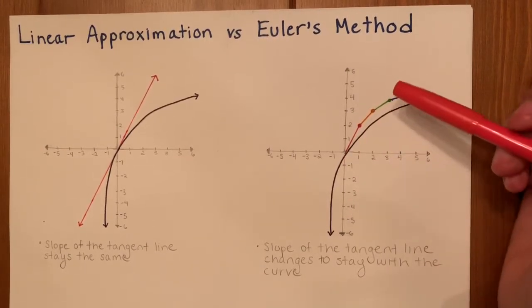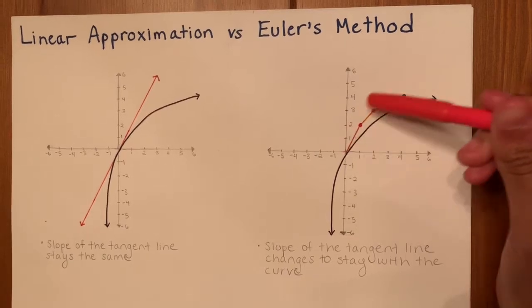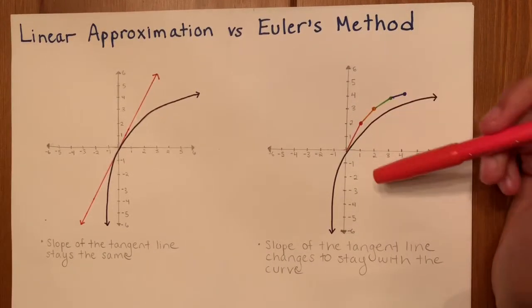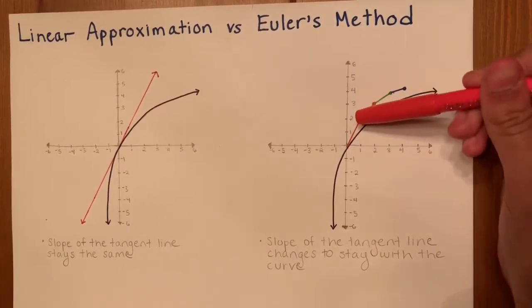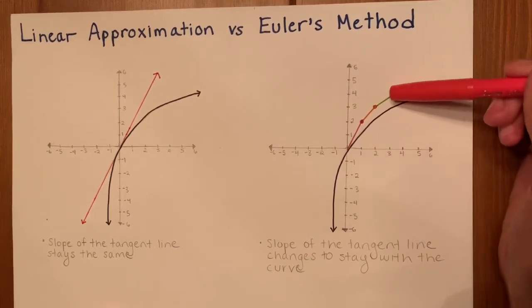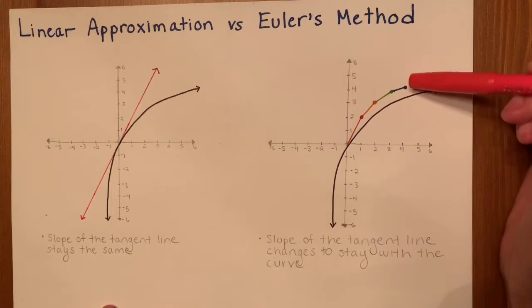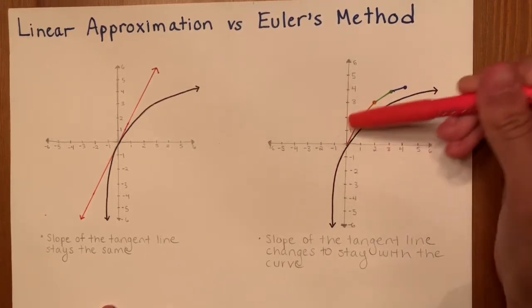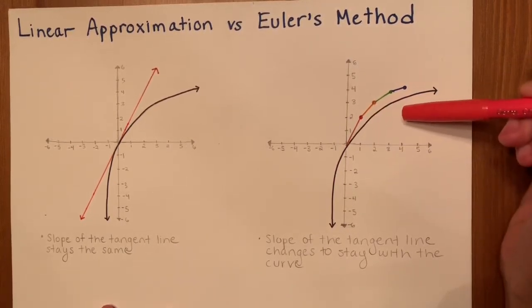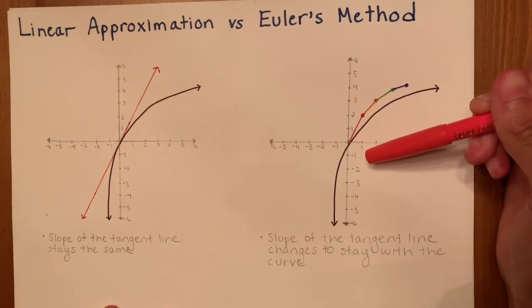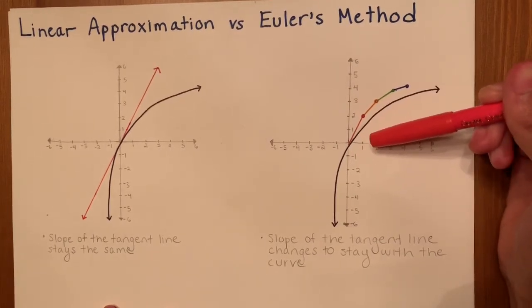This is what makes Euler's method a better approximation. Another thing to note is that the distance between the points where we change the slope of the tangent line is called the step size. In this case, it's 1. Every 1, we're changing the slope, but it could also be 2, 1/2, 1/4, whatever you'd like. The smaller the step size, the more accurate your Euler's method approximation will be.